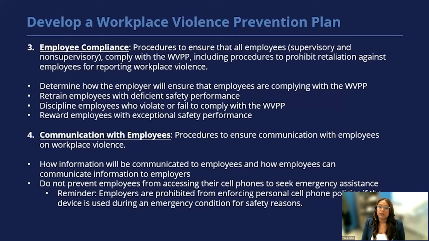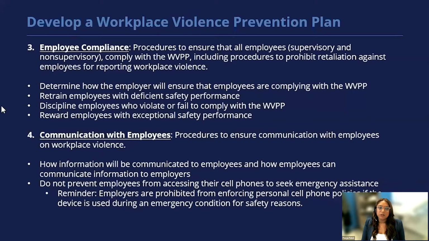The fourth item is communication with your employees. How are you going to communicate with your employees? How can employees communicate information to the employer? Is there going to be a cell phone alert? Do you have an email communication? Is there an alarm in the workplace that will ring in the event of a specific workplace violence?